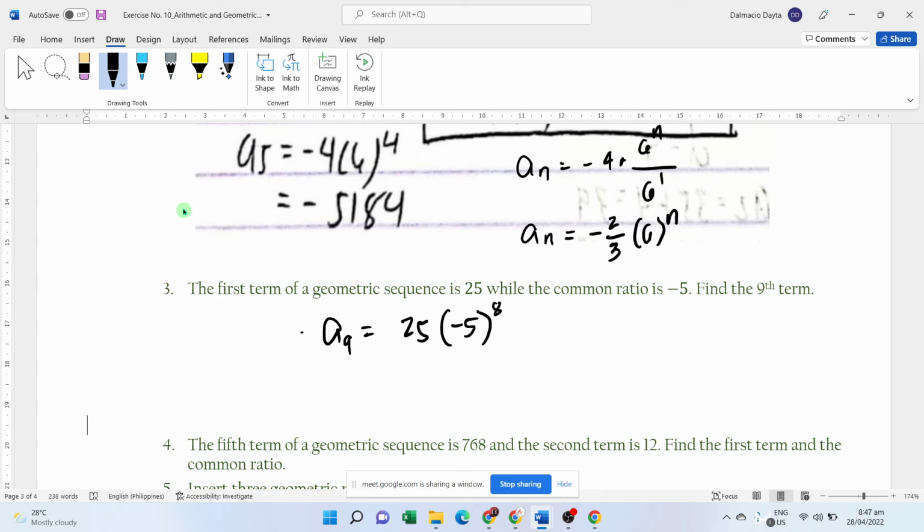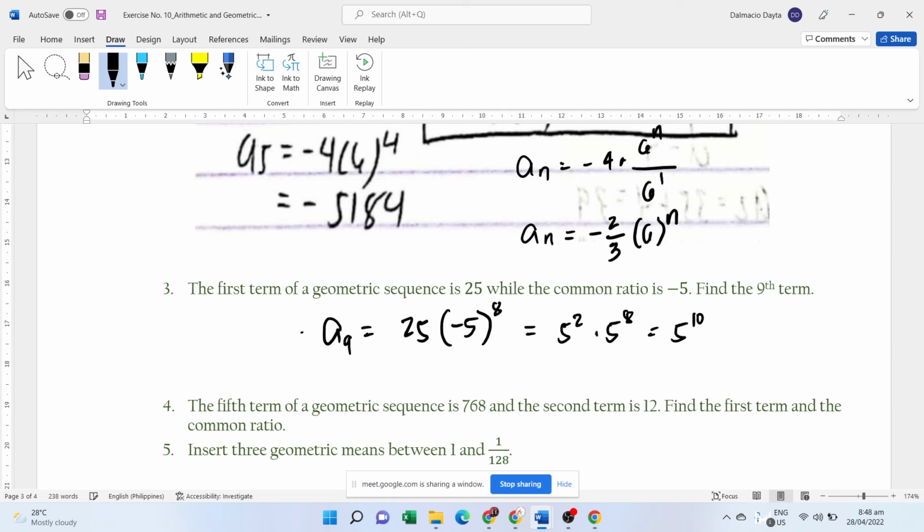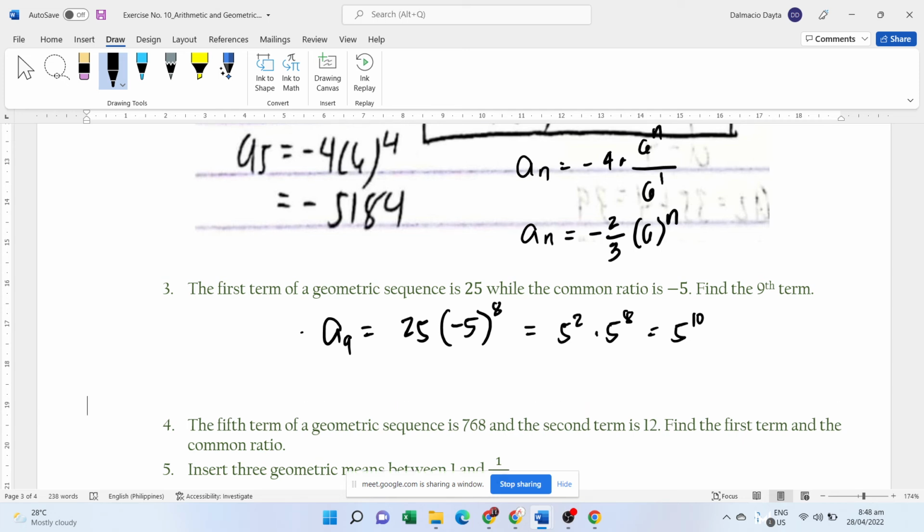And since this is an exponential expression with a negative base and a positive exponent, negative 5 raised to 8 can also be written as 5 raised to 8. And 25 may be written as 5 squared times 5 raised to 8. So this is 5 raised to 10. For an exponential expression with an obviously very large answer, it can be written in this way already. Pwede na yan.